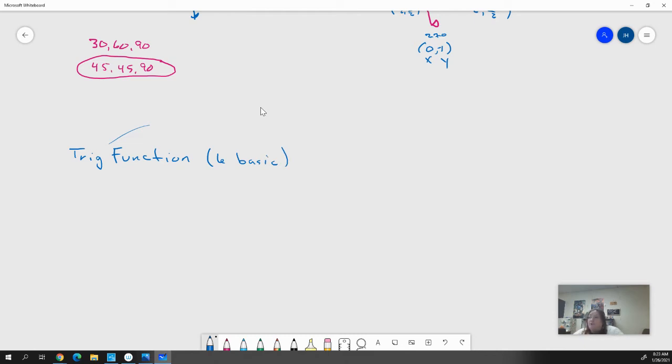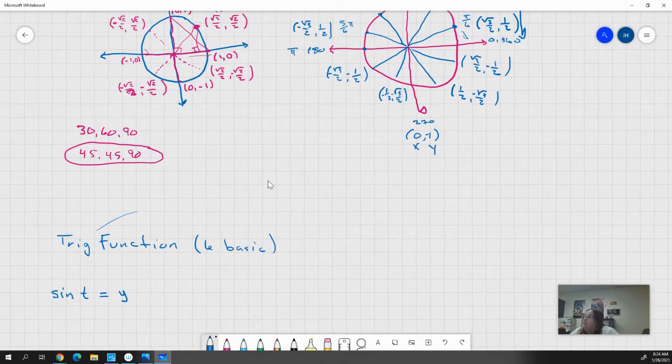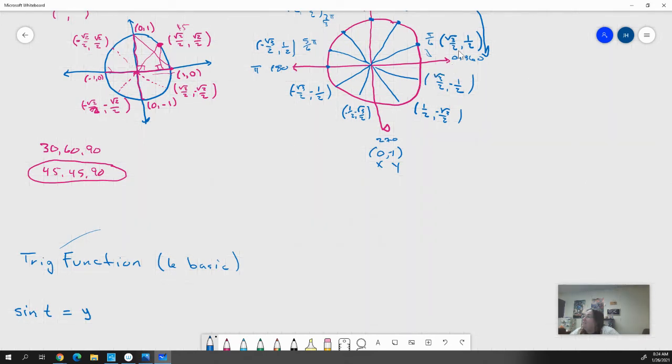The first 3 you've heard of, right? We have sine. We're going to call it sine of t, for some number t. What could that be? It could be 30 degrees. It could be pi over 6. But we'll call that sine of t. Sine is equal to our y value on the unit circle, right? So if I said, what is sine of pi over 6, it would be 1/2. It would be whatever our y value is, right?